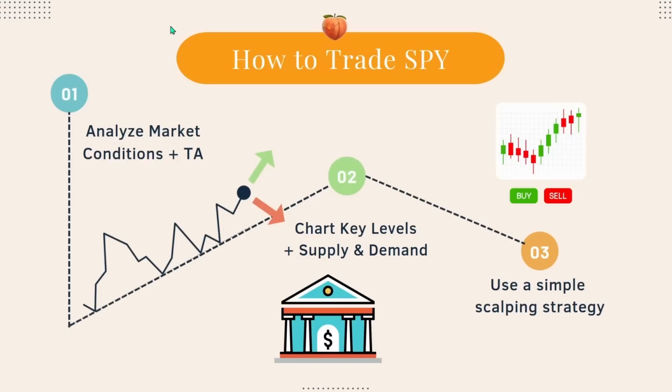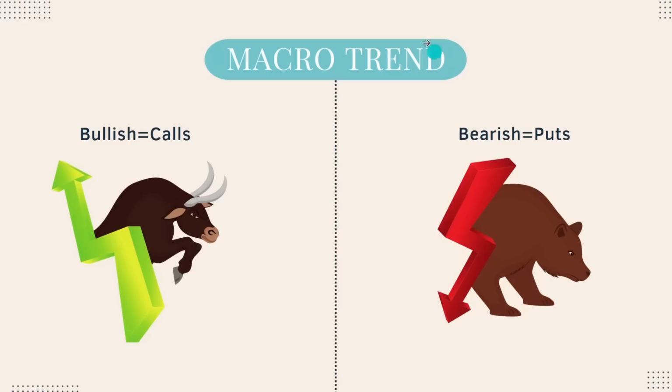Let's dive right into step number 1, which is analyze market conditions and technical analysis using SPY. Now, ultimately, when you're doing this, you're looking at the macro trend first, and you're just trying to figure out, are we in a bullish trend or a bearish trend? And obviously, if you're playing options, bullish equals calls, bearish equals puts. If you guys have not watched my simple breakdown of how to trade options for beginners, I also have that video, which will be linked somewhere up in the top corner. But let's go look at the macro trend point of view on SPY.